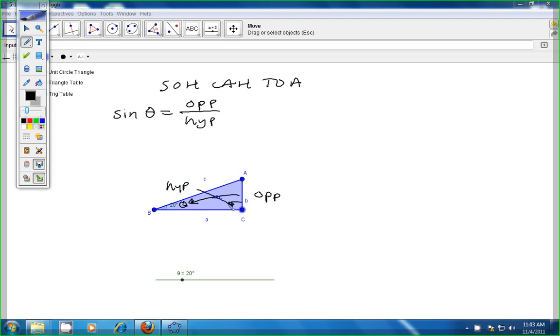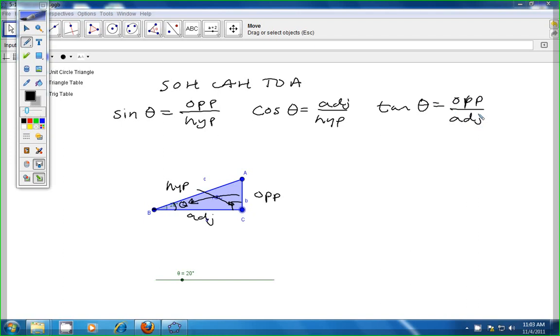We also have cosine of theta equaling adjacent over hypotenuse. Here's the adjacent. It is the side that is not the hypotenuse that's connected to the vertex of the angle. And then finally we have tangent of theta equaling opposite over adjacent.